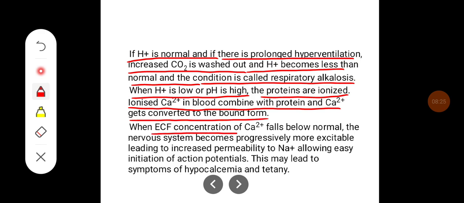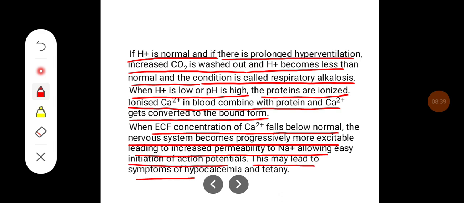When ECF concentration of calcium falls below normal, the nervous system becomes progressively more excitable, leading to increased permeability of sodium, allowing easy initiation of action potential. This may lead to symptoms of hypocalcemia and tetany.